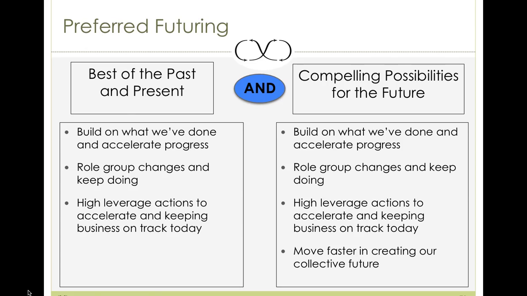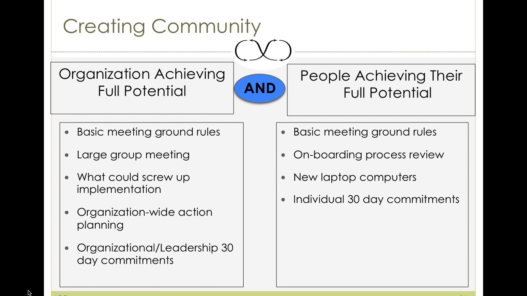And move faster in creating our collective future was something that was in the documentation that came out from the CEO. He talked about it, something important. It was discussed in the meeting. So again, this is the preferred futuring principle and how the work that we did showed up on each of these poles or aspects of that principle.